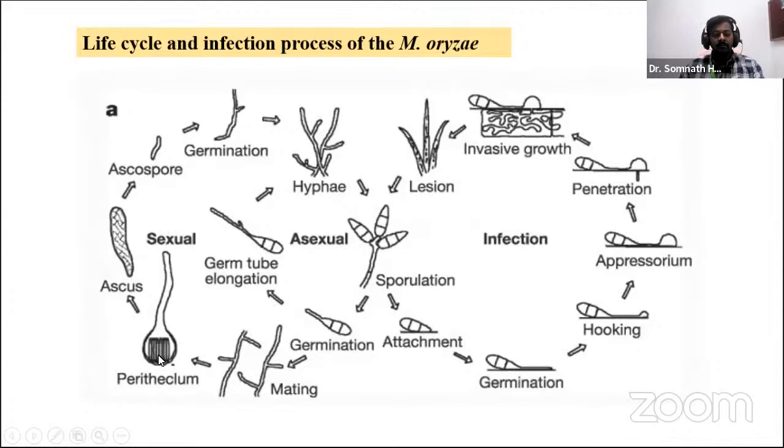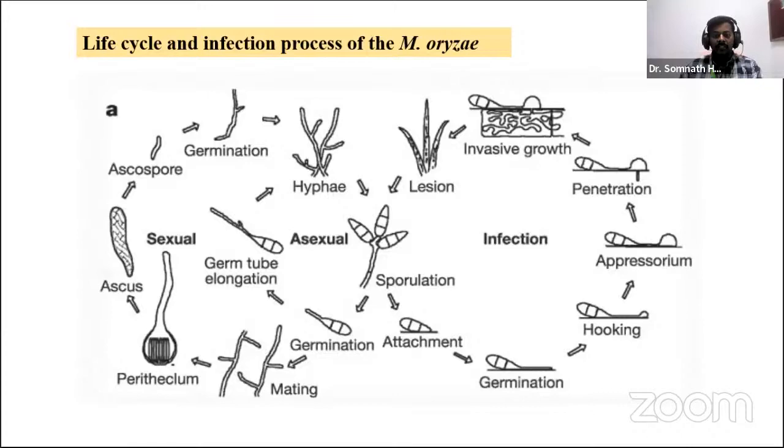There will be a large number of asci present within the perithecium, and these asci contain the ascospores. When there are optimum conditions for rupture of the perithecium, the asci will get released from the perithecium, and the ascospores will be released from the asci. They germinate and form the hyphae, and then the infection process starts again. So this is the life cycle of the infection process of Magnaporthe oryzae.